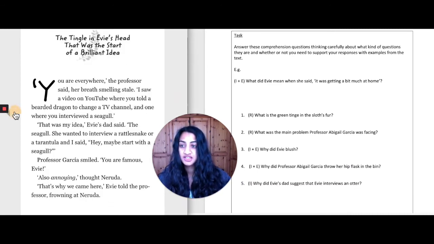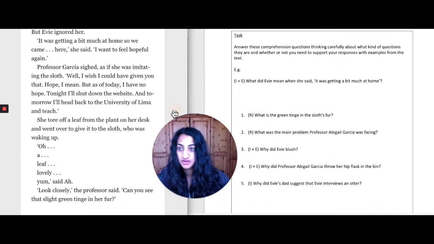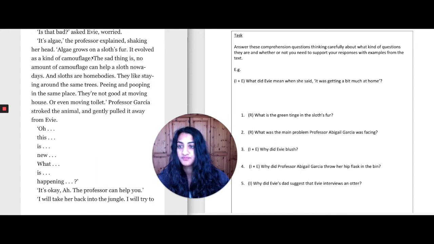So, first thing I need to do is find the bit in the story where it says, it was getting a bit much at home. Now, because I've already read this, like you, I know this was near to the beginning of the chapter, so have a look. Here, it says, "It was getting a bit much at home, so we came here," she said. "I want to feel hopeful again."